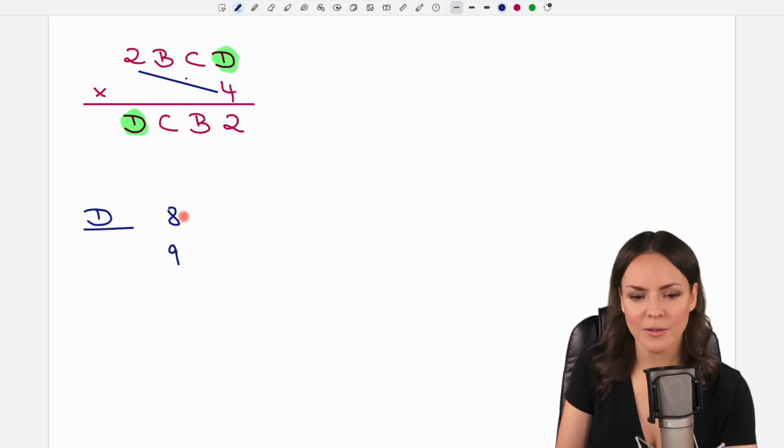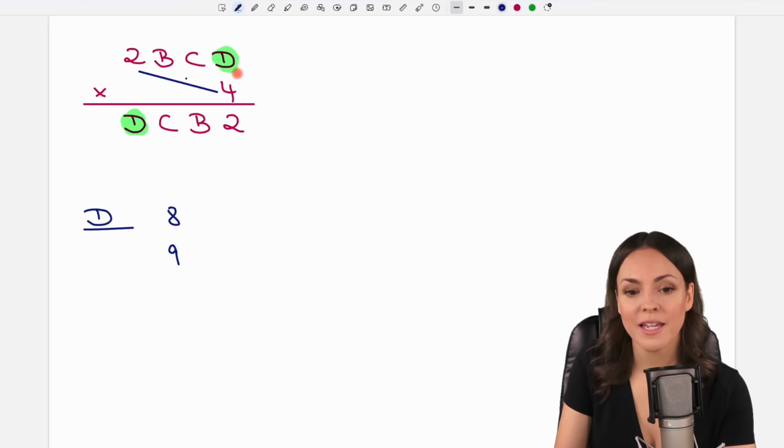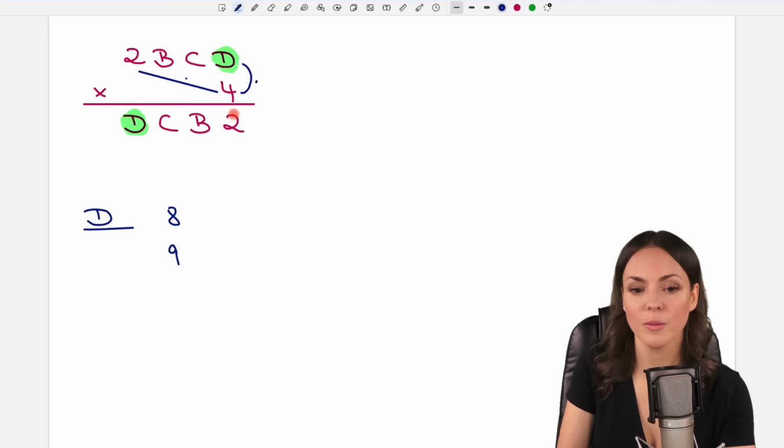So let's check which one of it is with our D here, because if we multiply the 4 by this D, we would have to get this as a result. So 4 times, let's check the 8. 4 times 8 would be 32, and the 2 is the last digit. That would work. Or let's check the 9.